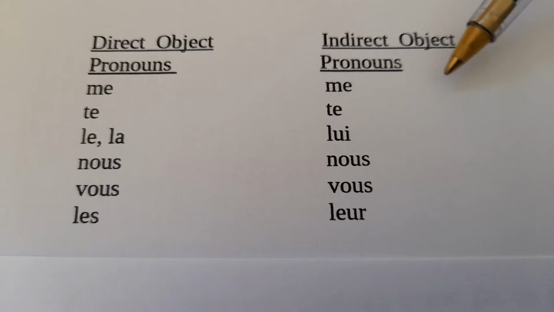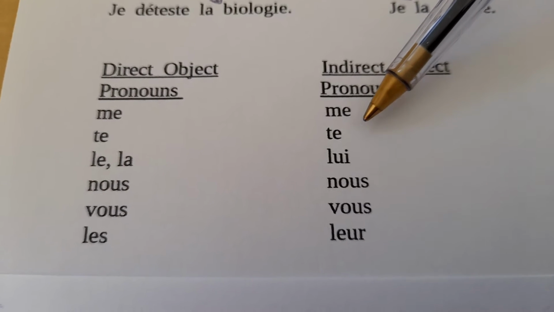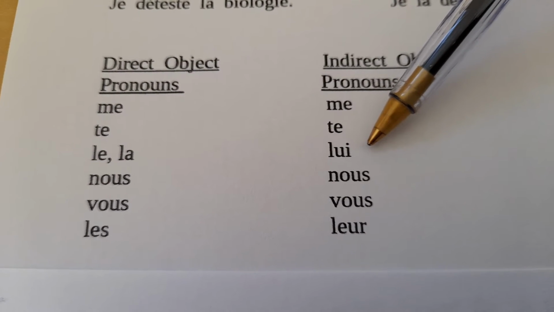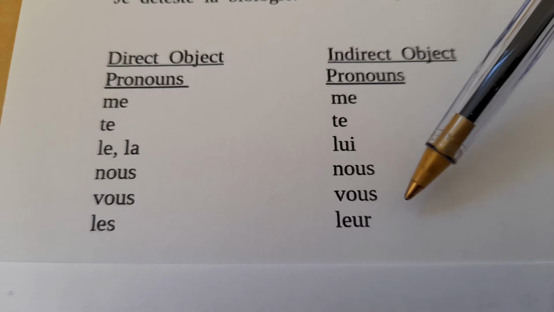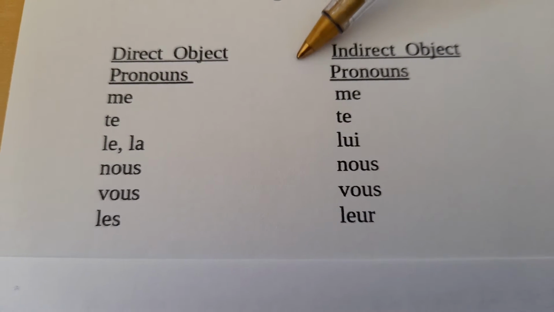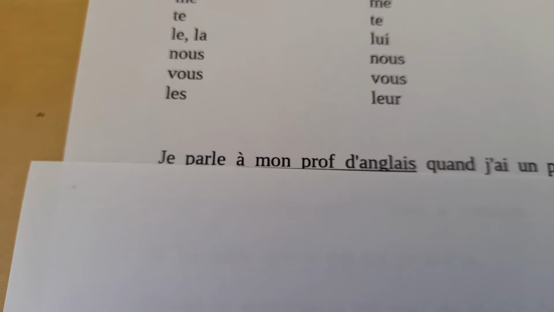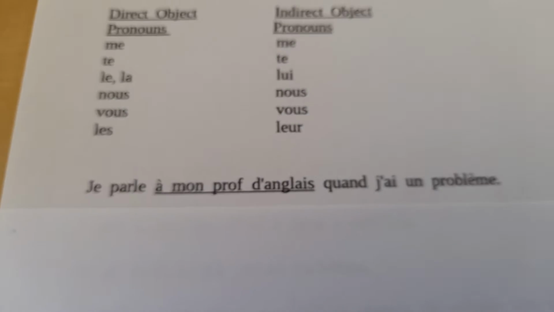And on the other side, well, the indirect object pronouns, the me and te are the same. The difference then is lui for him or her, and we have leur for them. But the question then is, what's the difference between a direct object and an indirect? So let's take this sentence here.